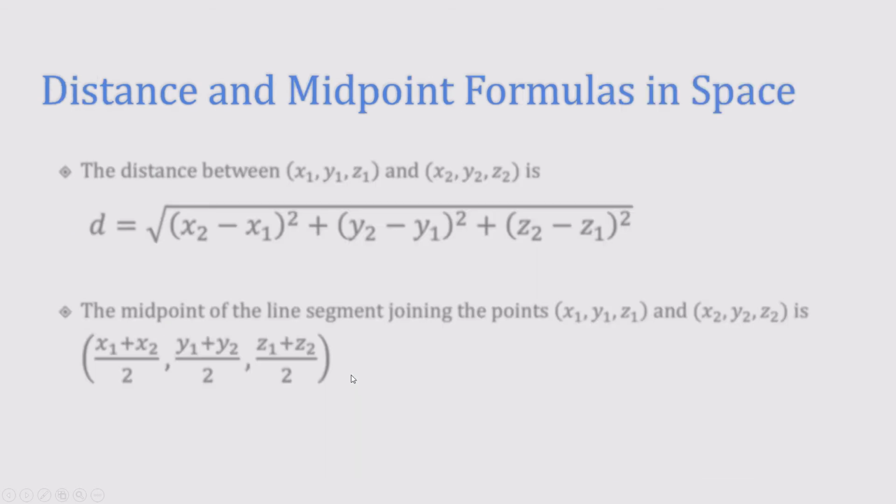All right, distance and midpoint formulas in space. The distance between the point (x1, y1, z1) and (x2, y2, z2) is given by distance equals the square root of (x2 minus x1) quantity squared plus (y2 minus y1) quantity squared plus (z2 minus z1) quantity squared. The midpoint of the segment joining those points is given by (x1 plus x2) all over 2, (y1 plus y2) all over 2, (z1 plus z2) all over 2.